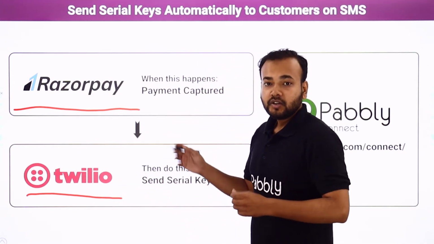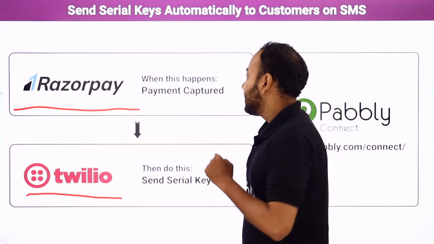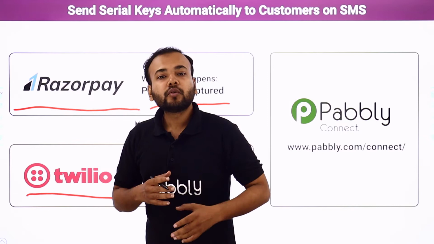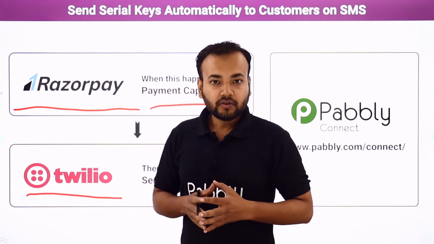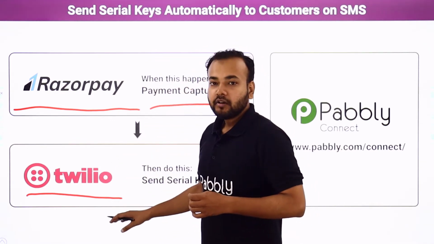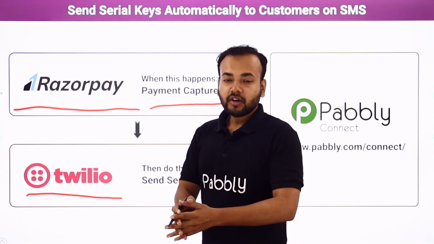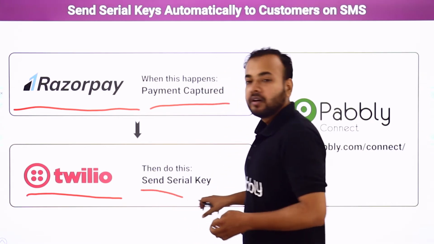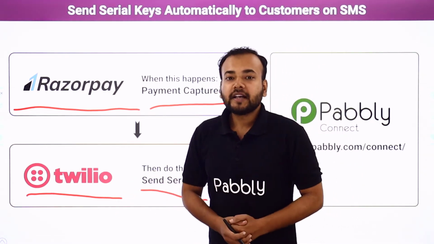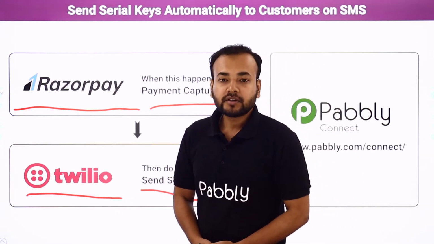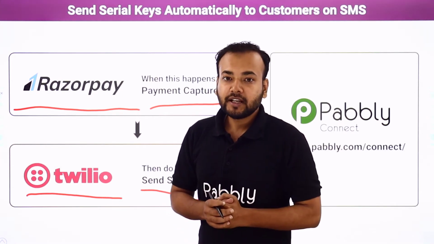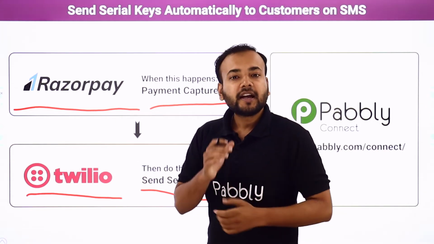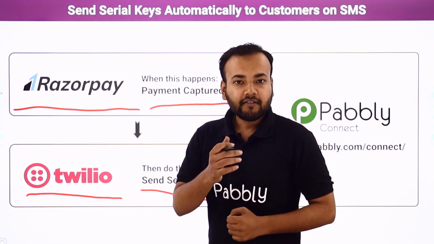Now to get this done you have two ways. One way is that whenever you receive a payment from the Razorpay payment page, you manually sort out the details of the customer. Then you will come to Twilio here and manually type a message for that customer, add your serial key in that, and then send it on the SMS, right? But guys, if you are receiving hundreds of orders and hundreds of payments on a daily basis, this manual process can consume a lot of your time and energy and can be very problematic. So we have a better way.